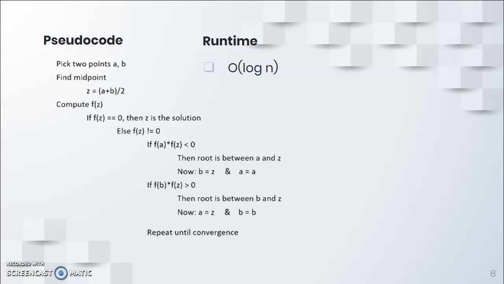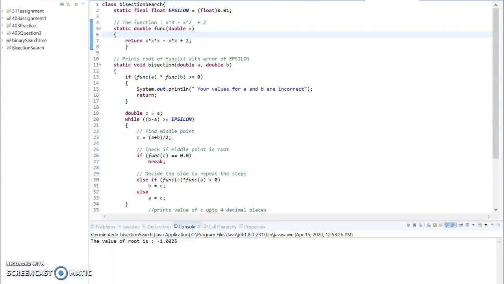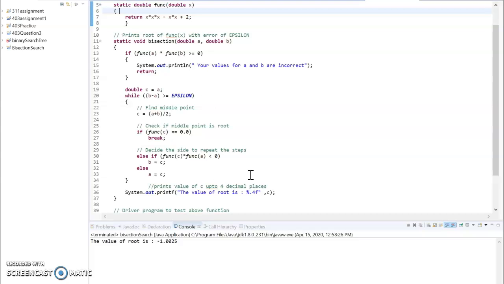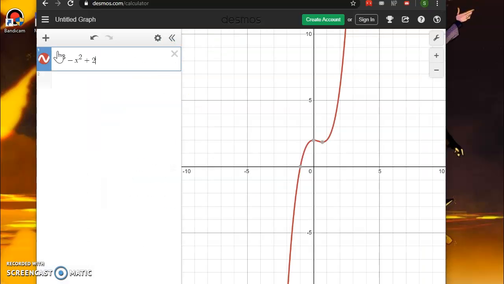Now I'll show how this works in code. Here we have a function x cubed minus x squared plus 2, and we're going to find the root. And here we have step 3. If you run this, we'll find that the root is negative 1. The 0.0025 we could ignore. And we could verify this by looking at the graph, and here we have the root of negative 1.